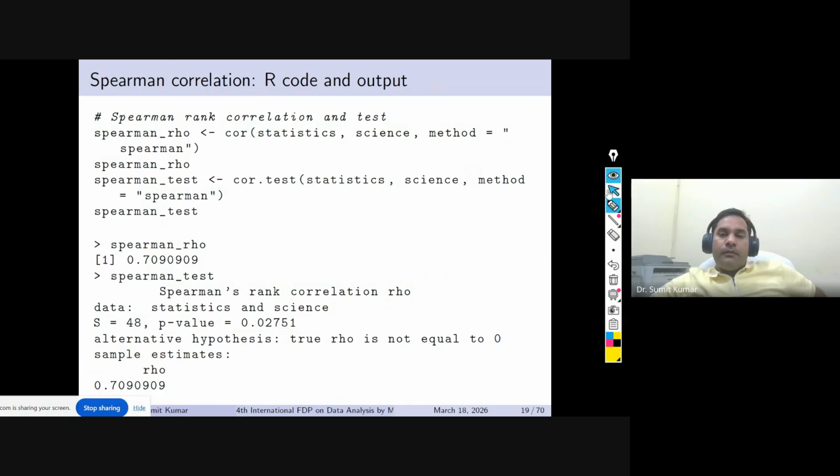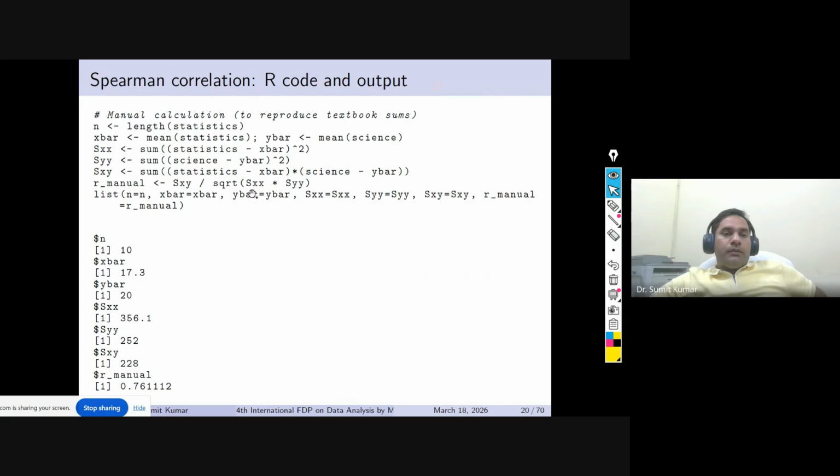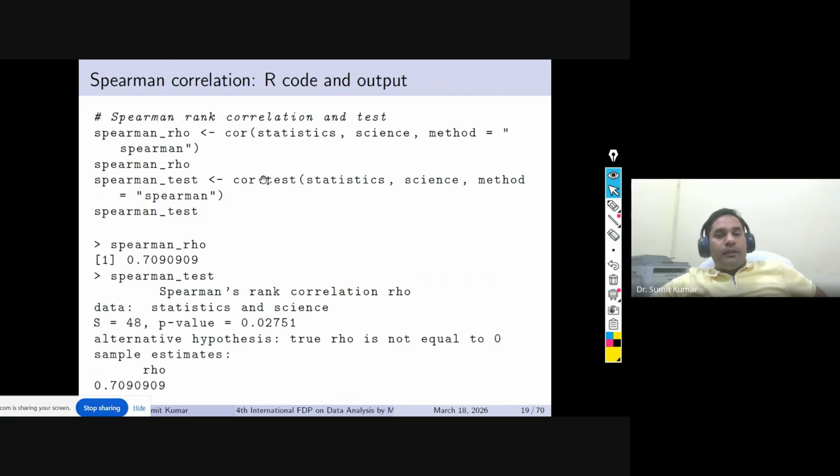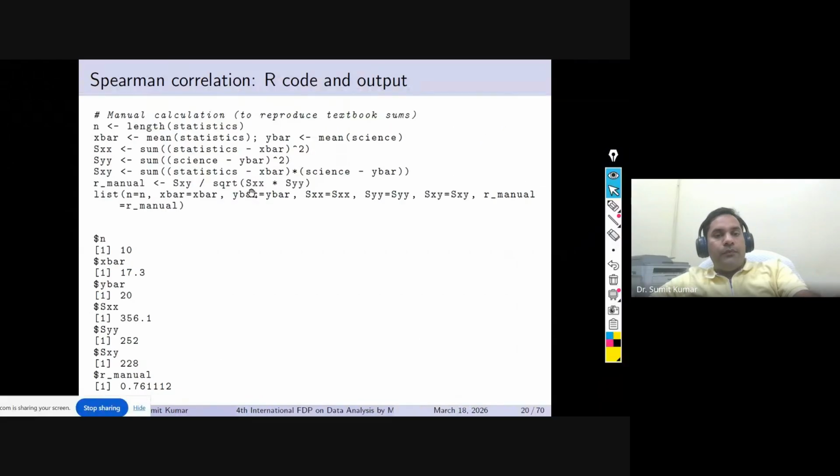These are the direct commands, basically. If you want to use the manual method, whatever tables we have created, if you want to create the tables here as well, you have to find the sum of squares, that is x minus x bar whole square, y minus y bar whole square, and the multiplication of x minus x bar and y minus y bar. Then you can perform it manually.